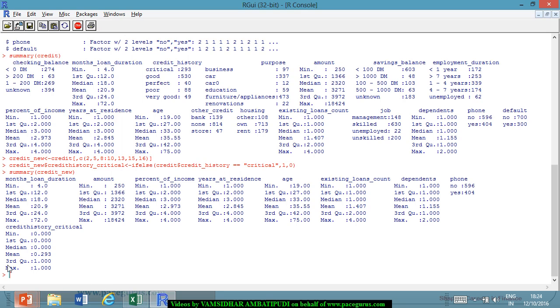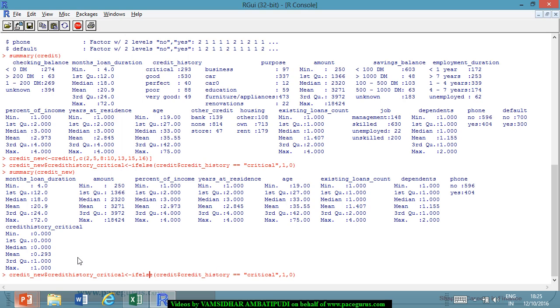So now you can see here credit_history_critical has a mean of 0.293. Out of the 1000, 29.3% of the observations are 1, all others are 0. So you see 0 to 1 kind of stuff. So this is working. So this is where we'll start creating new variables.